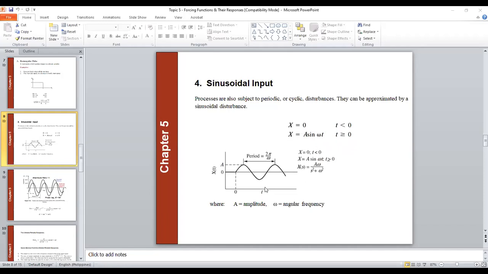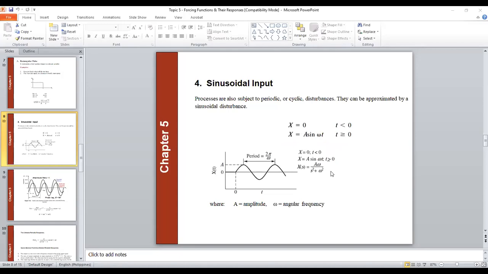Now, since our forcing function is periodic, it's likened to that of the sine curve. So the period of our periodic forcing function is given by 2 pi over omega, which is your angular or radian frequency. Now, if our forcing function is represented in this form, its Laplace is A omega over s squared plus omega squared, using the formula for the Laplace of a sine function. So this is the X of s expression for our forcing function.